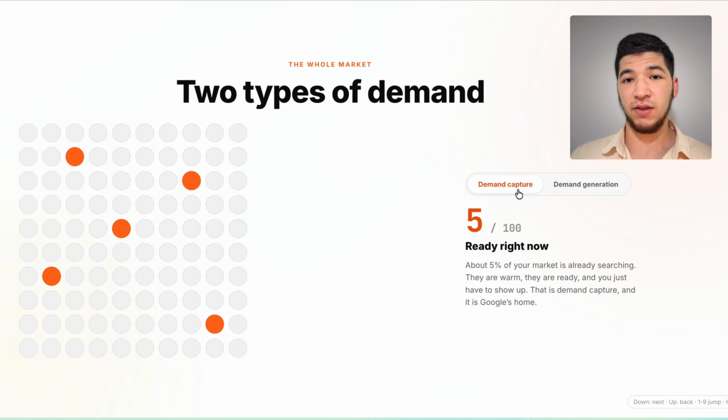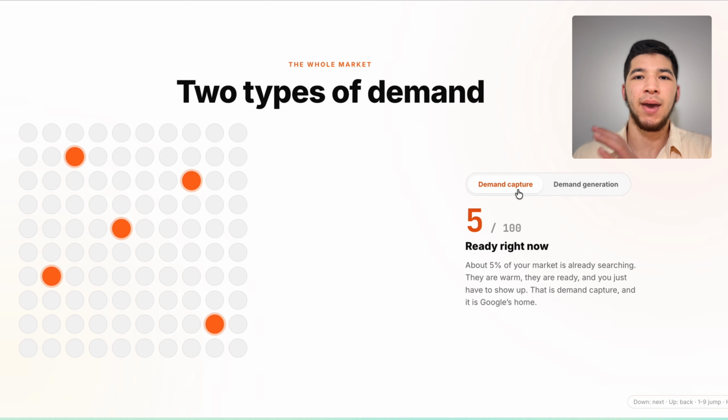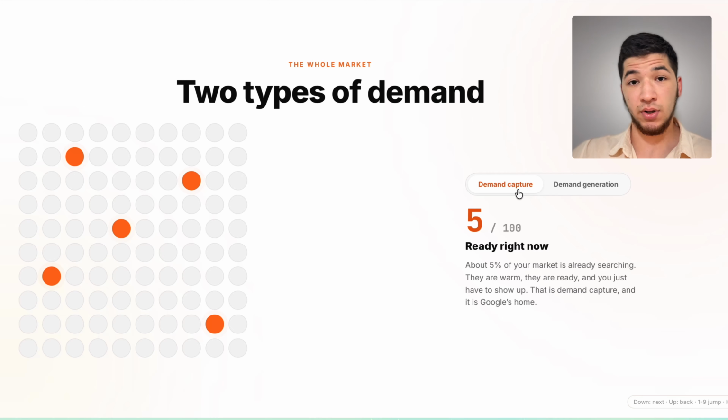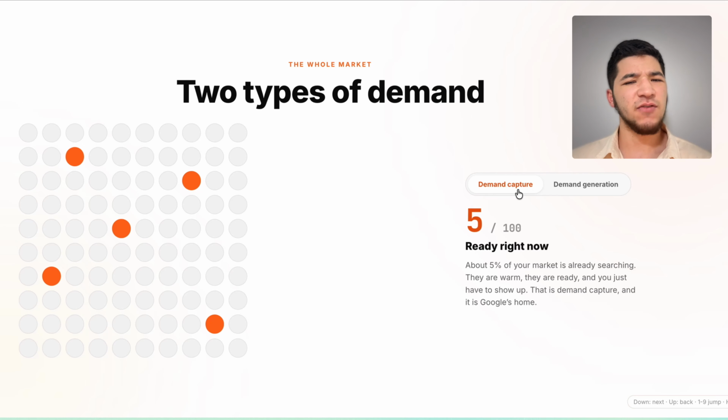Now, there's two types of advertising that exist for B2B companies: demand capture and demand generation. Demand capture is simply demand is already there. You just want to be in the right place at the right time, right? And that's about 5% of your entire market. Those are high intent people who want the service right now.